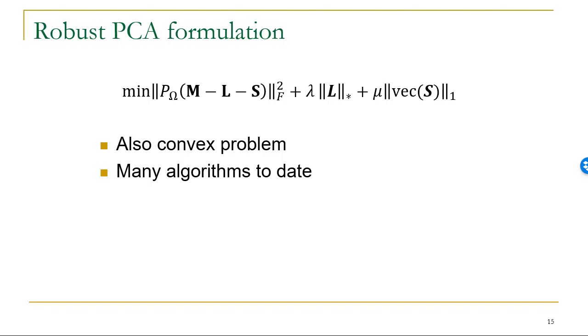As you can see, this is also a convex problem because the first term is quadratic and the next two are norms, which are also convex. And again, in this case, many SGD, stochastic gradient descent variants have been used to solve it, and there are many algorithms at this point. So this was all about matrix completion and the related robust PCA problem.